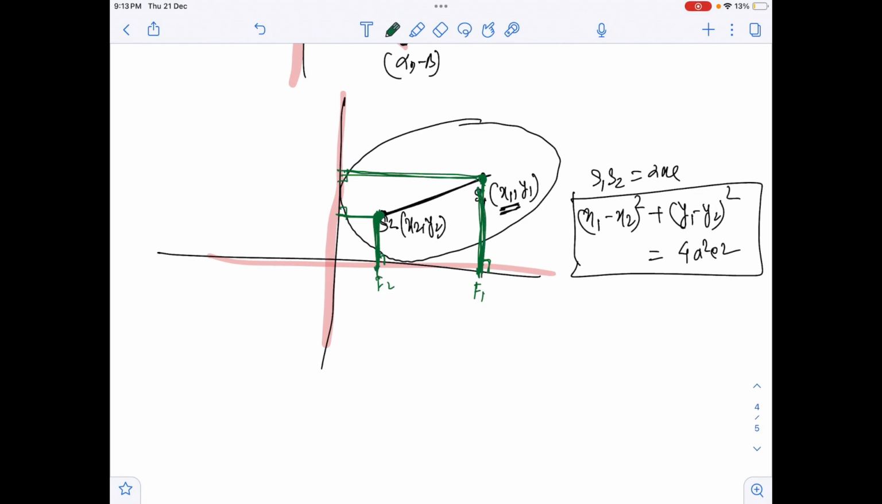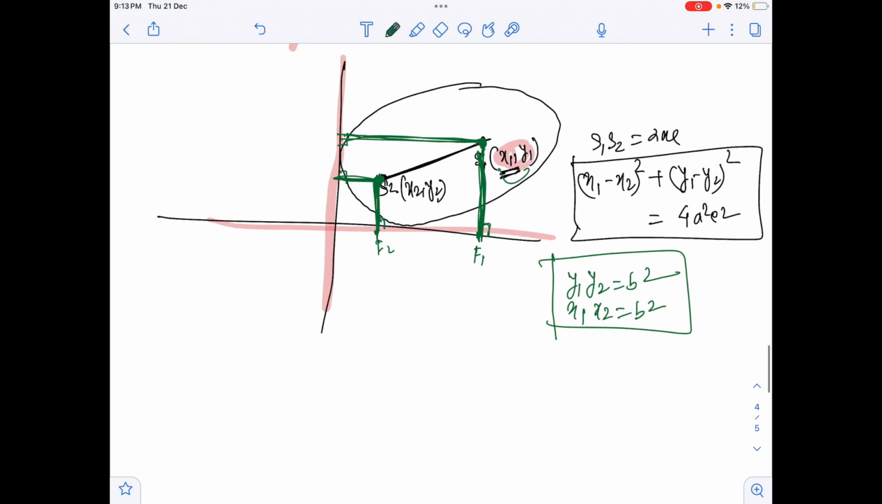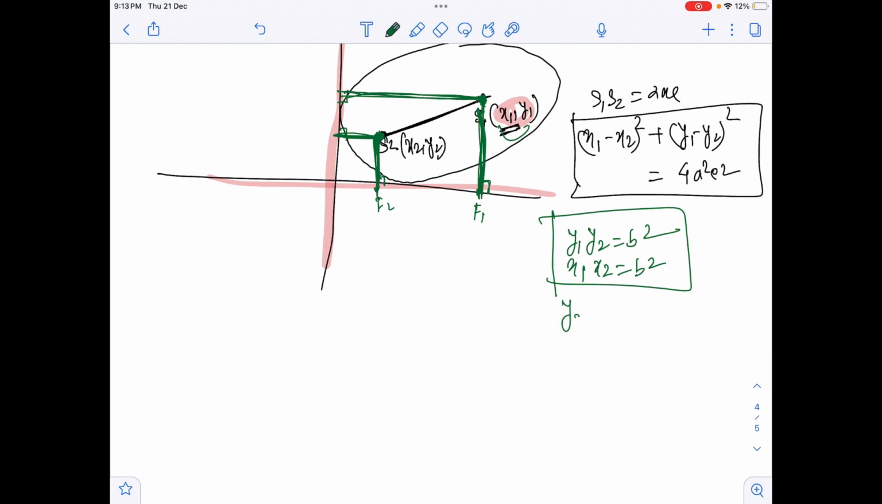So we have this distance which is y2 and this is y1. So we have one more constant: y1 y2 is b square. Similarly, x2 and x1 is b square. So coupled with these three relations, now I can easily find the locus of point S. We need to relate x1 and y1.